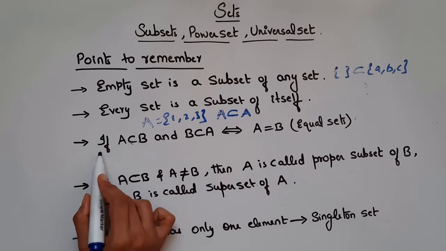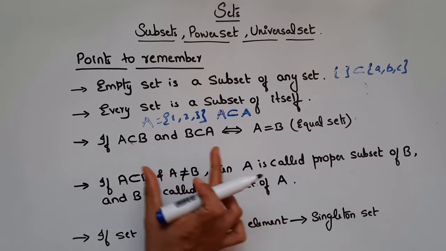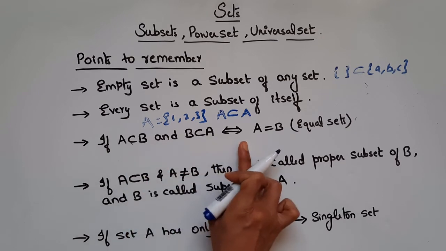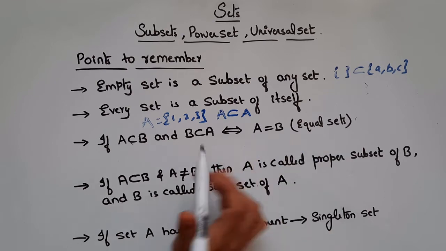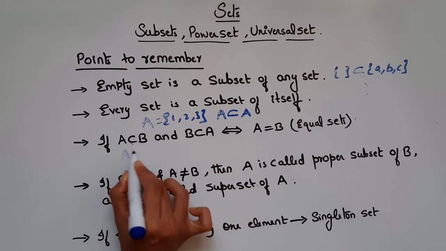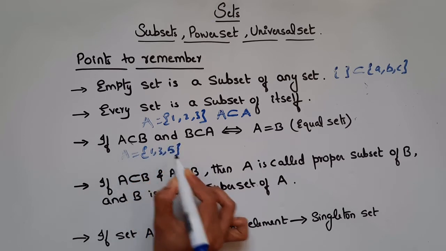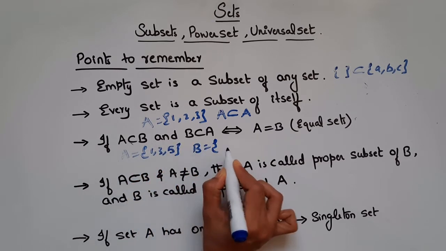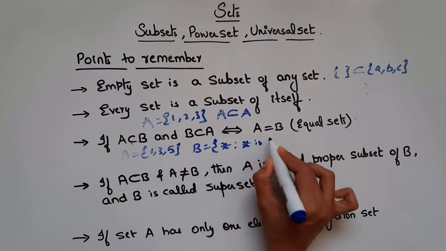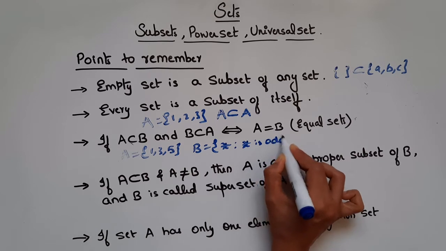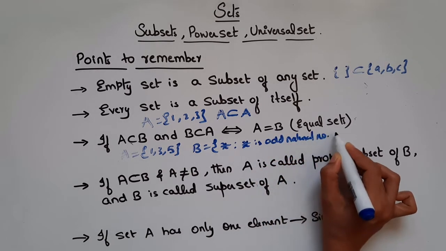So next we have if A is a subset of B and B is a subset of A. So this is possible only when A is equal to B. That means A and B are equal sets. Let's say for example we have a set A 1, 3, 5 and we have set B where x is an element such that x is an odd natural number less than 6.